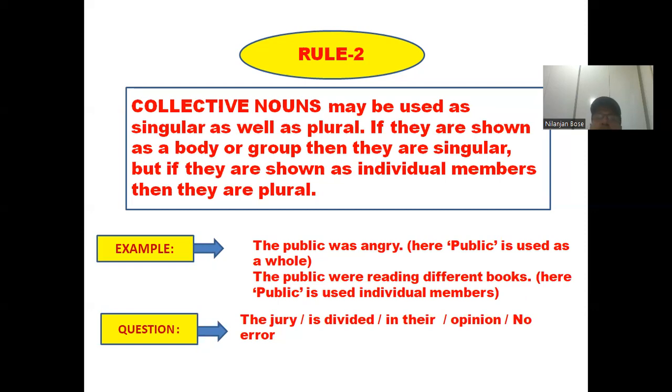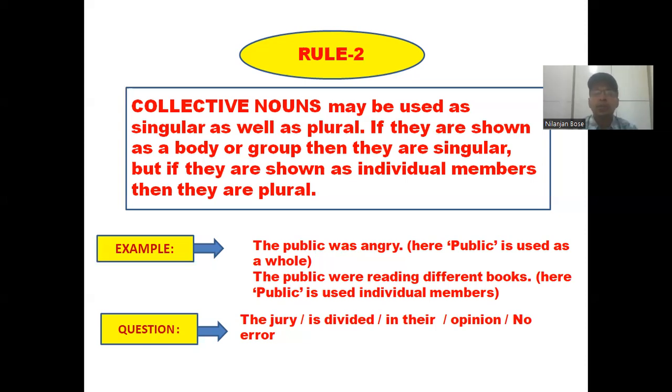It may be used as singular as well as plural, depending on the nature of that collective noun. If they are shown as a body or group, at that particular time it should be considered singular. But if you want to mean the individual members by this word, then definitely it should take the plural form, right? So the first example for you: the public was angry. Here, public is used as a whole. If you are talking about the collection of people, then public is to be considered singular.